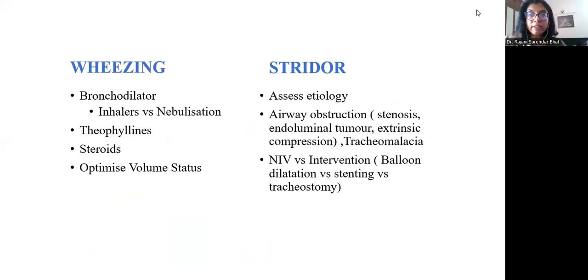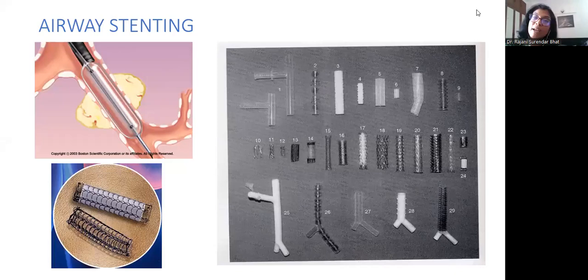So stridor sounds like this, as opposed to wheezing, which is this. So stridor is the inspiratory sound of not being able to take a breath in. Usually, it indicates an airway obstruction, which is in the larger airways. And the things we use for that are usually going to be non-invasive ventilation, or there are new interventional pulmonology techniques that are available. So nowadays, depending on your center, you might have access to an interventional pulmonologist who can open up the airway tumor, right?